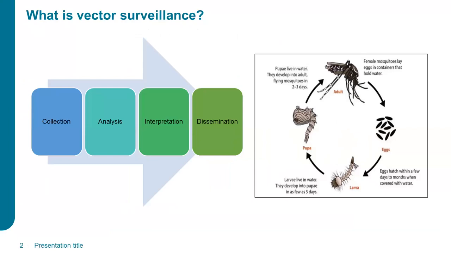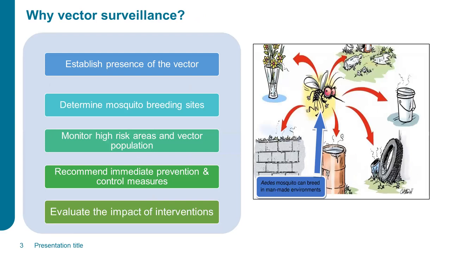Sorry. Okay. So as we know, vector surveillance is an ongoing systematic process of collection, analysis, interpretation, and dissemination of vector-related information to guide response activities or evidence-based interventions. The rationale to establish vector surveillance is to establish the presence of vector, identify the mosquito breeding sites, both indoor and outdoor, monitor the high-risk areas and population, and guide prevention and control strategies. Vector surveillance also helps us to evaluate the effectiveness of different vector control activities.